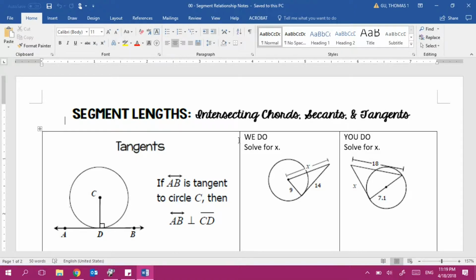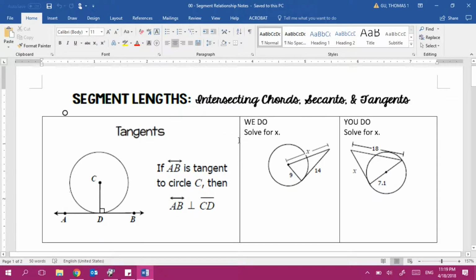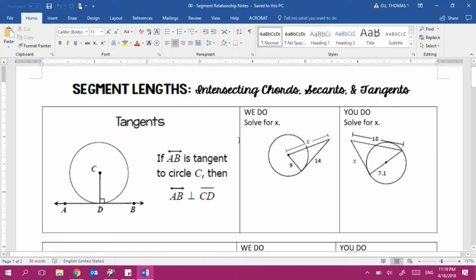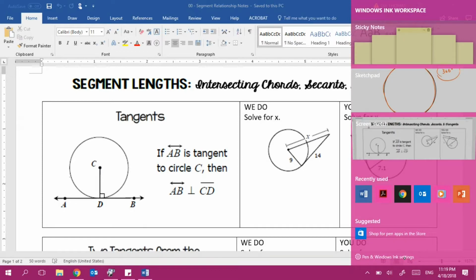And today we're going to be learning about different segment lengths, intersecting chords, secants, and tangents on that circle. And we're going to be learning about the rules about them. So without further ado, let's jump right into the tangents. Alrighty, here we go. Let's look at the rule.